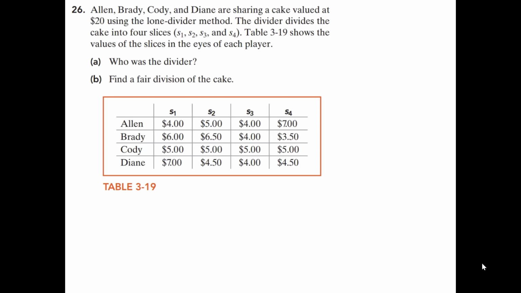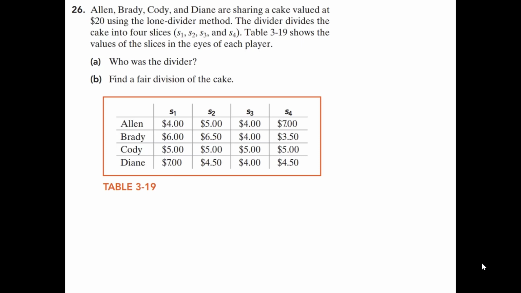Okay. So we started back in chapter 3, and we were talking about the lone divider method. Alan, Brady, Cody, and Diane are sharing a cake valued at $20 using the lone divider method. The divider divides the cake into 4 slices, S1, S2, S3, and S4. Since there are 4 people, the divider needs to divide the cake into 4 slices. Table 3.19 shows the values of the slices in the eyes of each player.